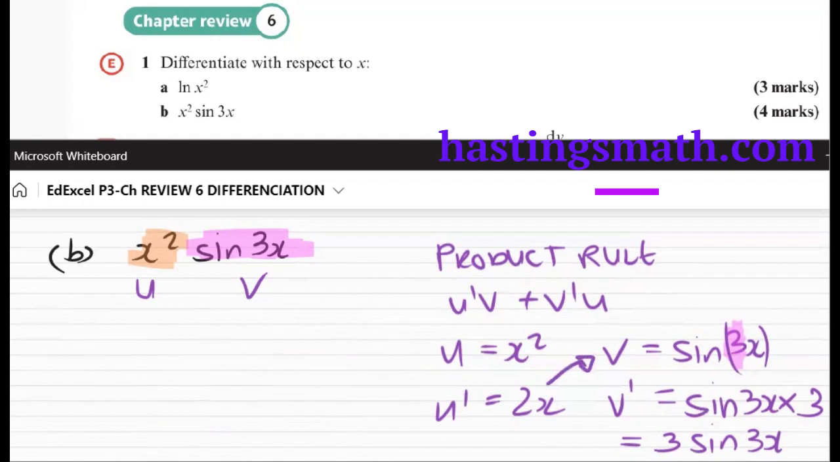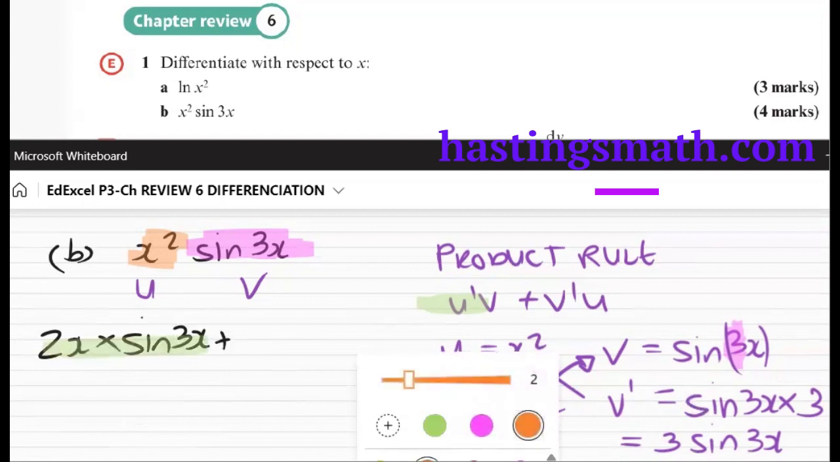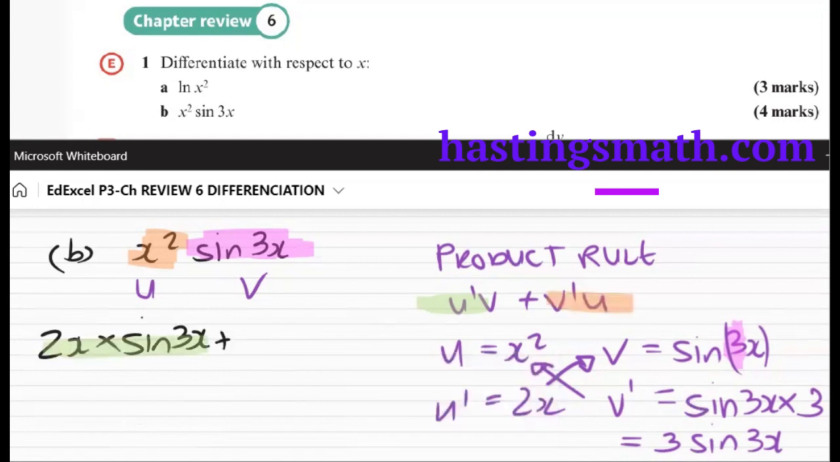And the next step is we want to do our little arrows. So we do 2x, u dash times v is our first section. U dash is 2x times 2x times sine 3x. And we're adding it to v dash times u. So that's going to be 3 sine 3x times by x squared.